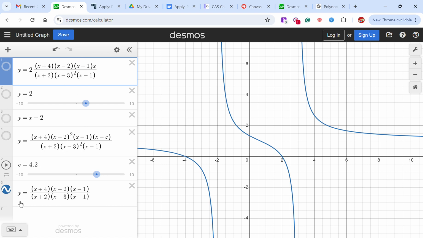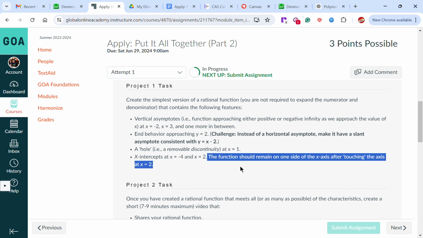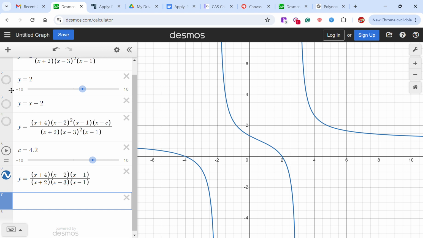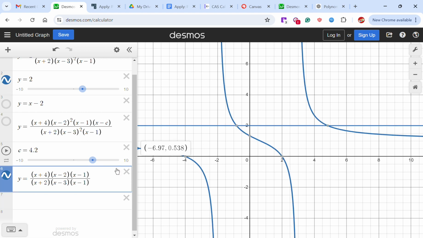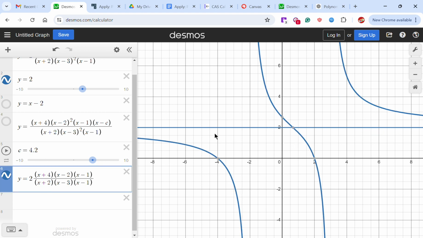Alright. So now we have to get the function to stay on one side. Actually, no, let's do the end behavior first. So let's show y equals 2. As you can see, we're already very close. We have an end behavior of 1, so all we have to do is multiply the whole graph by 2.